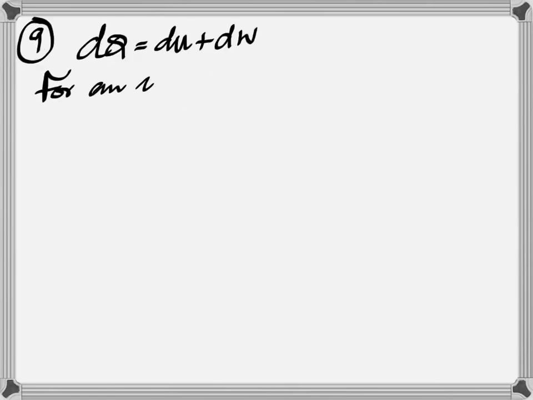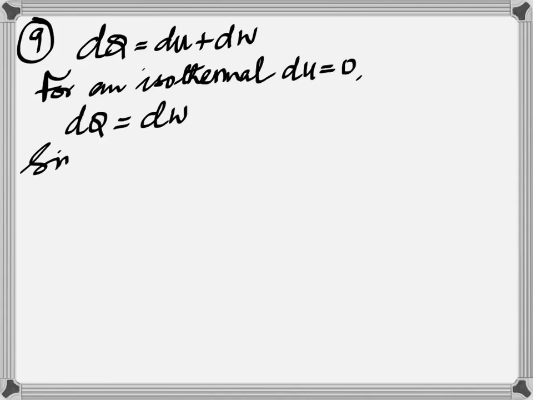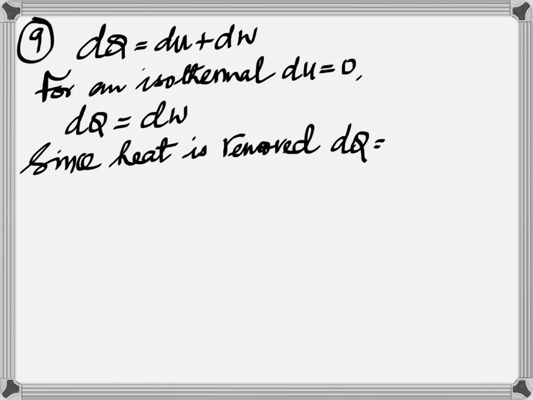Again, dQ is dU plus dW for isothermal. I have to do all the writing again. dU is 0, so dQ is dW. Since heat is removed, dQ is negative 5 joules. Therefore, dW is also negative 5 joules.